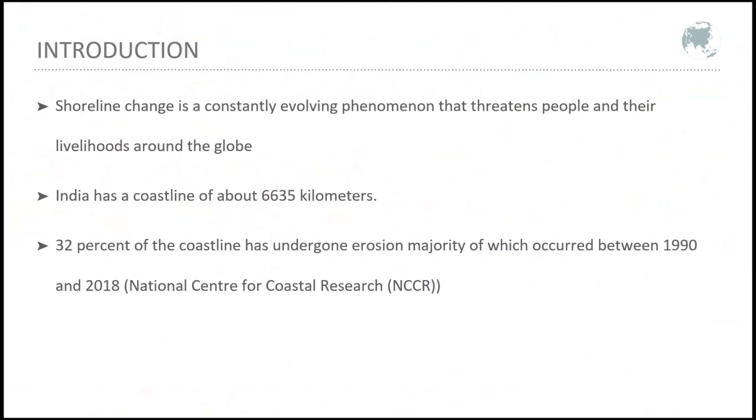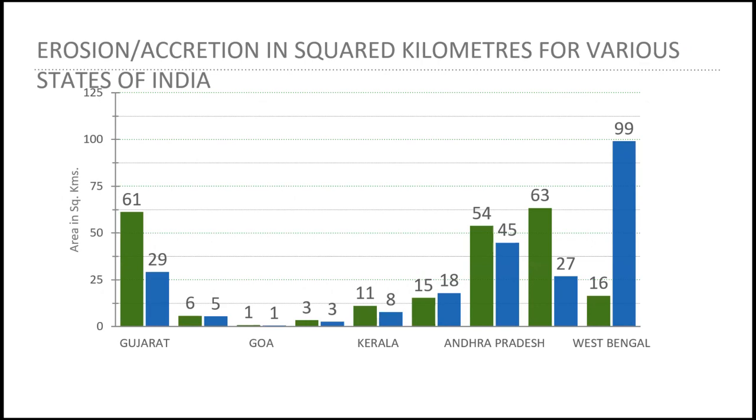India has a coastline of about 6,635 kilometers, and 32% of the coastline has undergone erosion, the majority of which occurred between 1990 and 2018. So our research is mostly between 2000 and 2022. So these are the statistics that we went through before actually conducting the study. West Bengal has shown the highest amount of erosion as compared to accretion. So our study is on Kerala mostly, and we have focused on the western coast of India.